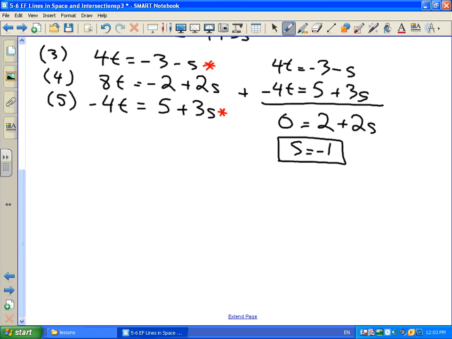Then let's go back and use either 3 or 5 to calculate our value of t. I'm going to use 3 here. 4t = -3 minus -1. So 4t = -2. t is -1/2.